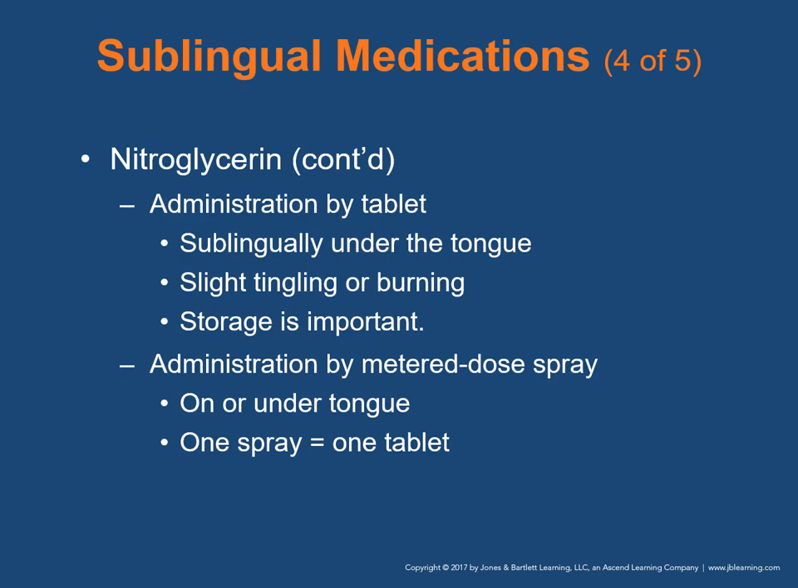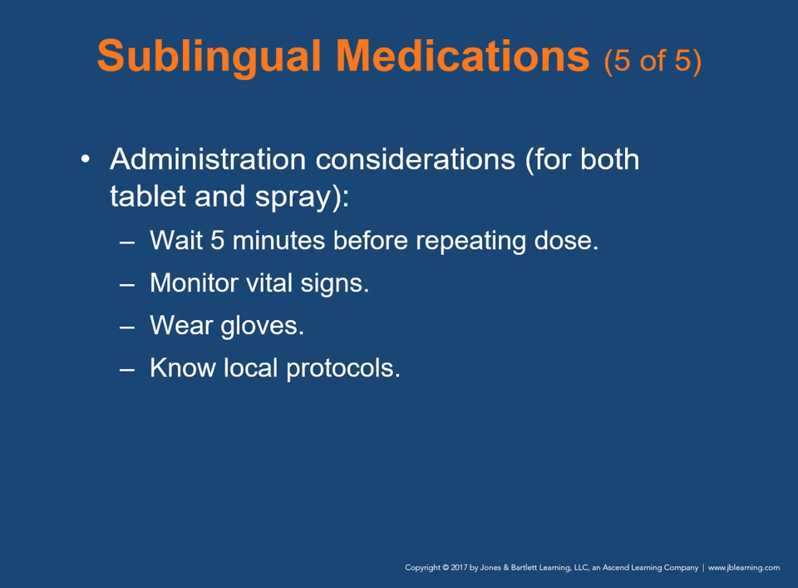Administration by metered dose spray of nitroglycerin deposits medication on or under the tongue. One spray equals one tablet, and do not use a spacer with a metered dose canister. Administration considerations for tablet and spray are to wait 5 minutes for a response before repeating the dose. Closely monitor the patient's vital signs, particularly the blood pressure, and give repeated doses per medical control and or local protocol. Always wear gloves because the medication can be absorbed through your skin. Reconfirm that the medication is still indicated for the patient, and know and understand your local protocols.